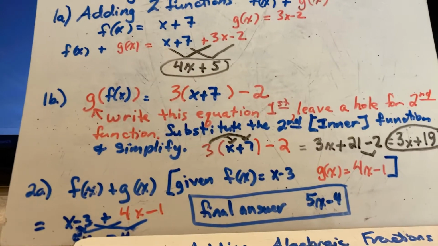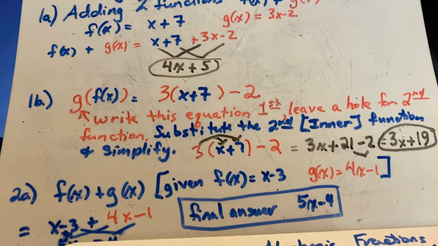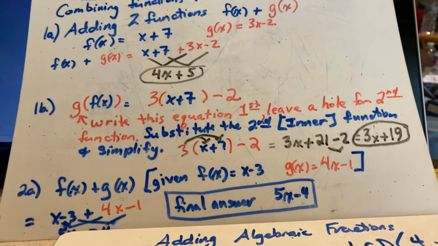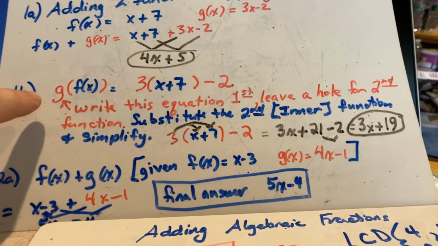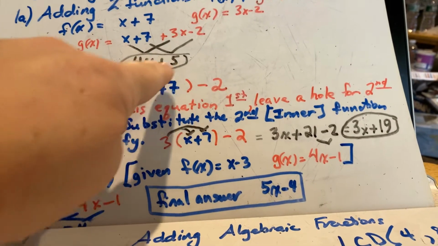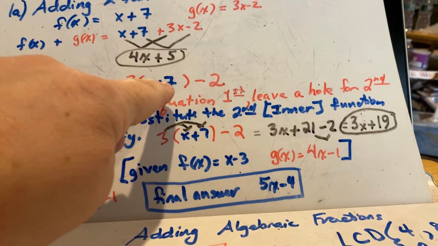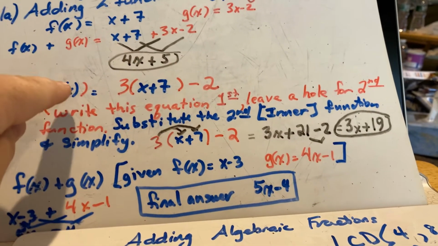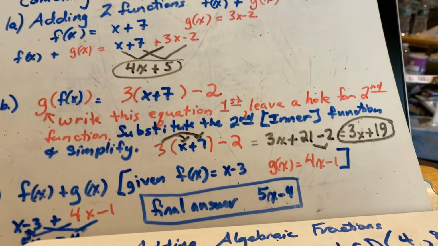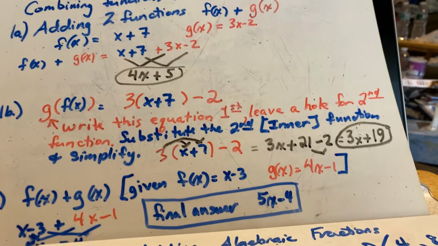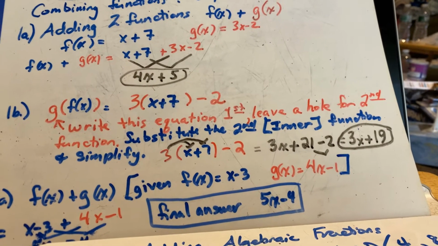Going to 1b. This is a composition of functions. The way that we address this is, first we write the outside equation. So I wrote 3 in place of the x. We're going to leave a hole for whatever the inner function is, and then subtract 2. So you're going to substitute the inner function, and you're going to simplify.